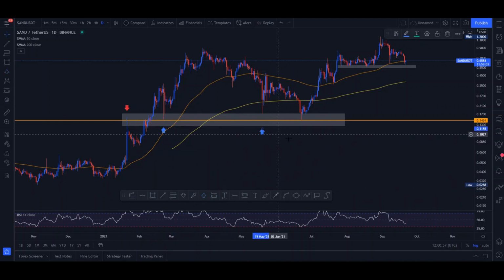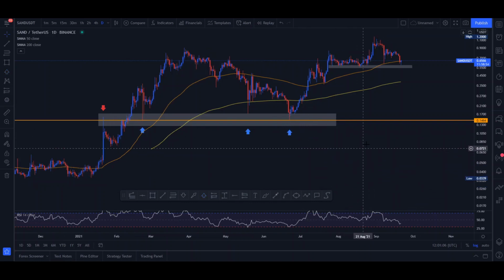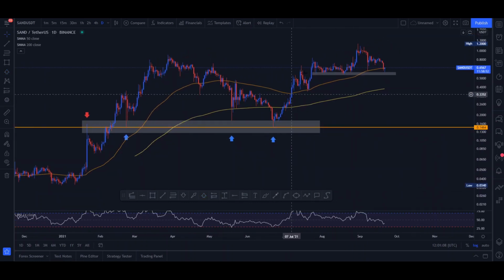And this zone of support actually held even through the crypto sort of crash, or whatever you want to call it. I call it a retracement and a correction in the market since March of 2021. And from then on, we just kept moving upwards, creating another nice zone of support that we're currently sitting on.